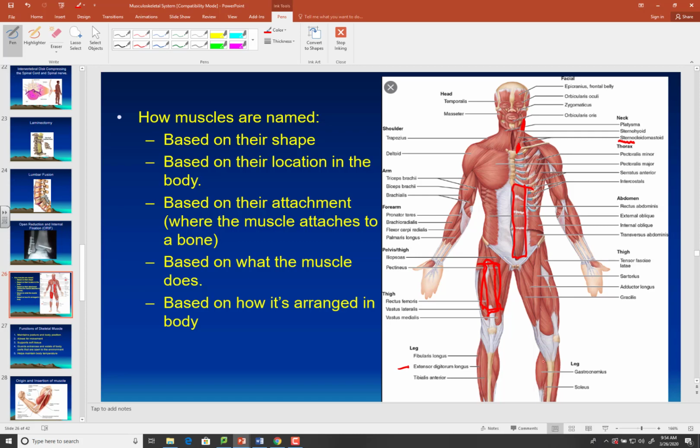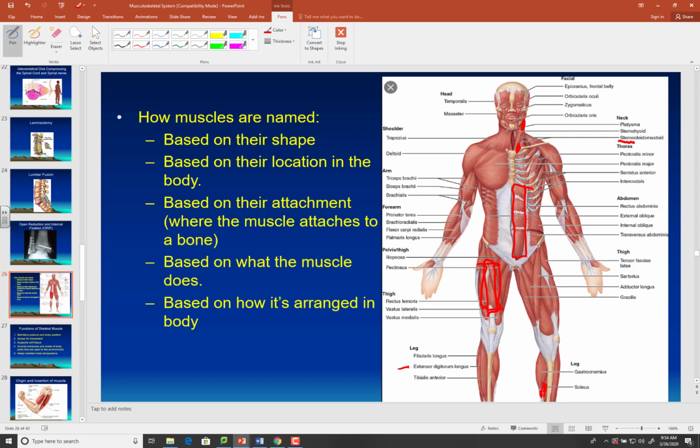like gastrocnemius. Gastro is stomach or belly, and nemius is Greek for leg. So the gastrocnemius muscle makes up the bulk of the leg. Then you have the soleus. That's Greek for thin sandal. So as you can see, it's kind of a thin muscle there.